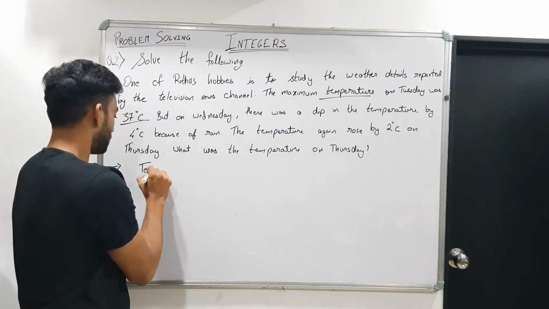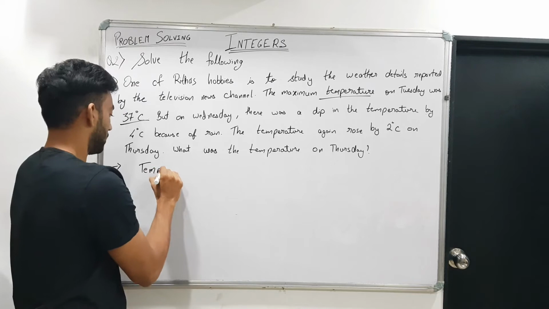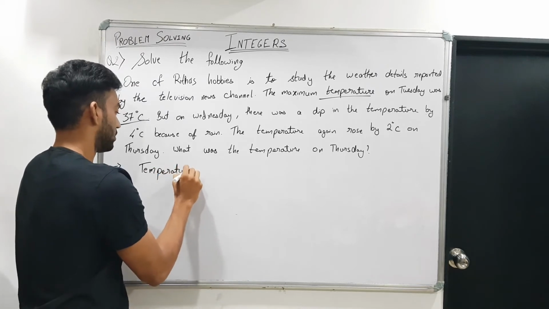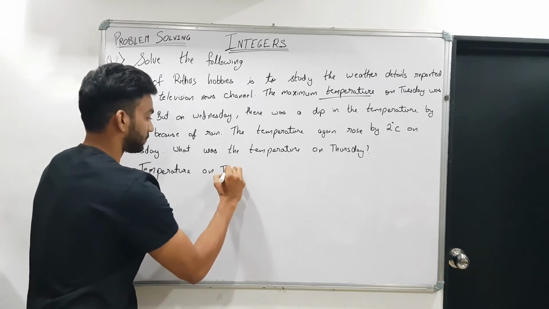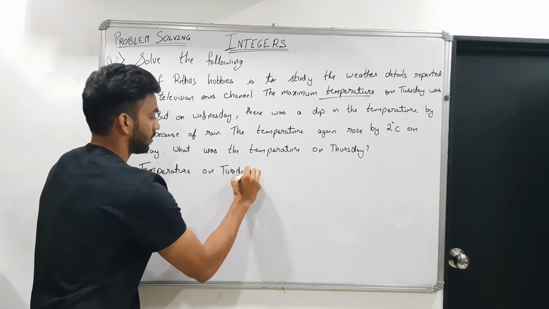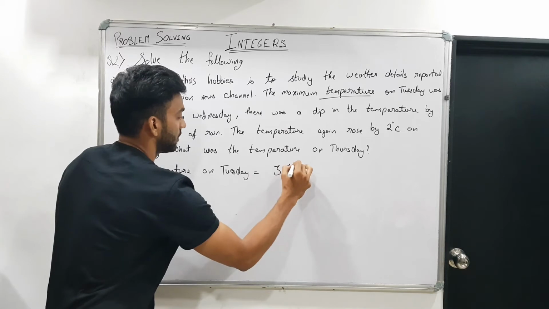So we can write this sentence first. Temperature on Tuesday was 37 degrees Celsius.